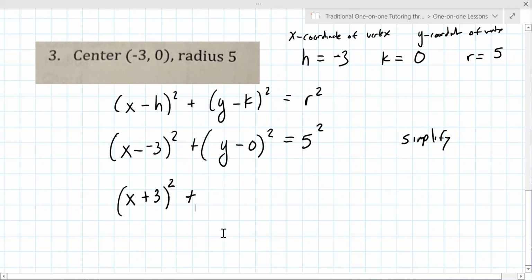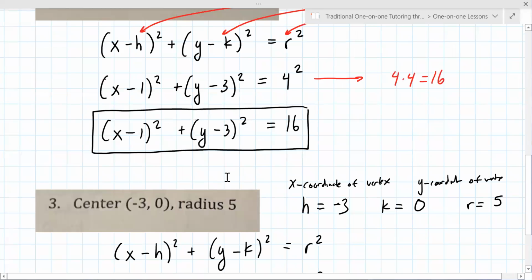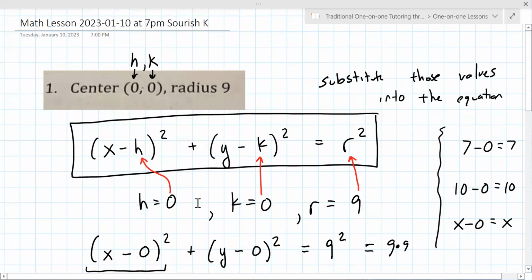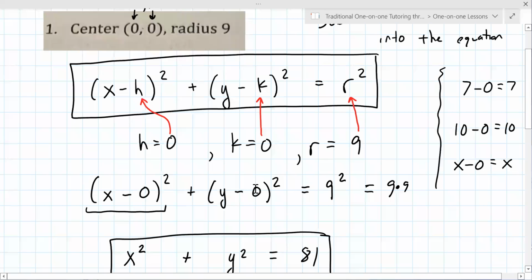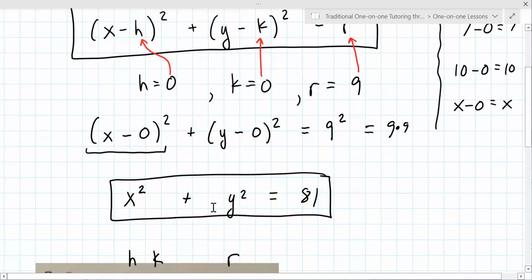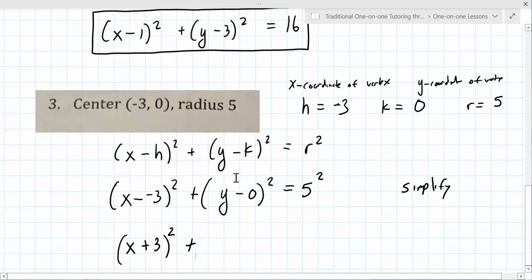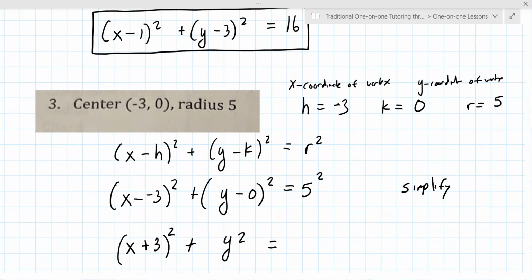Nope. If you need to, look back at problem 1. What did y minus 0 become in problem 1? Let's go back and look together here. So here's question 1. Look what we wrote here: y minus 0 squared. What did that become? y squared. So whenever you subtract 0, it just becomes what you started with. So in this problem down here, what is y minus 0, Sourish? y squared. Perfect. Equals, now what is 5 squared? Last part. 25.